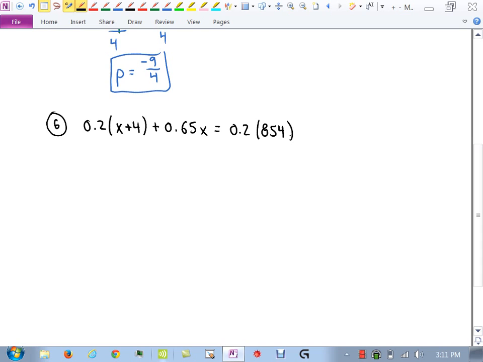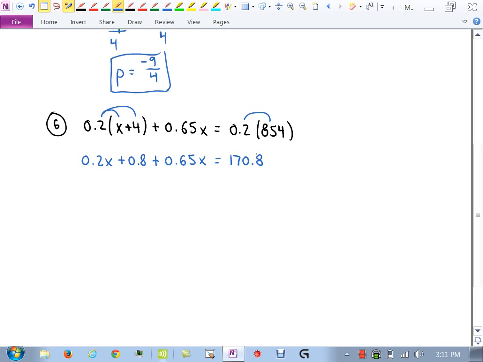I'm going to first distribute 0.2 through, and then over here I'm just multiply those. So 0.2 times x is 0.2x. 0.2 times 4 is going to give you plus 0.8. And then there's nothing else that happens here. On the other side, 0.2 times 854 is 170.8.